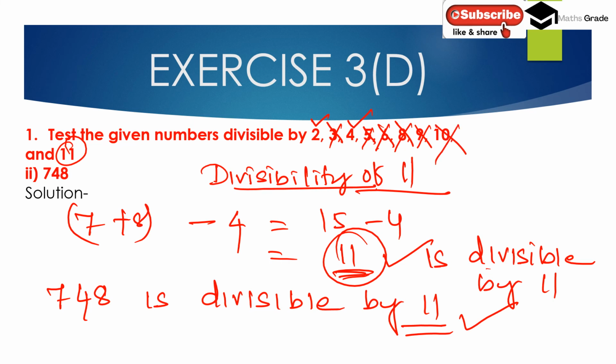Now for this number 748, the sum of digits at odd places is 7 plus 8, which is 15, and the sum of digits at even place is 4. 15 minus 4 is 11, and 11 is divisible by 11. So 748 is divisible by 11. So 748 is divisible by 2, 4 and 11. But 748 is not divisible by 3, 5, 6, 8, 9 and 10.